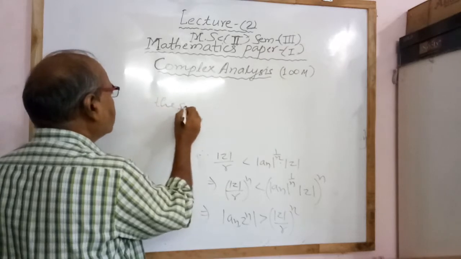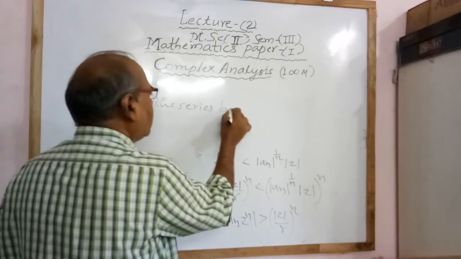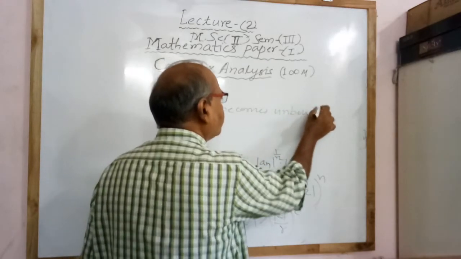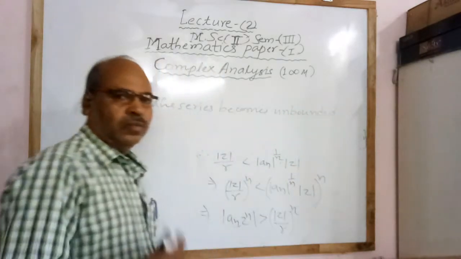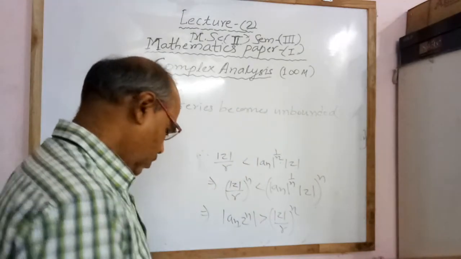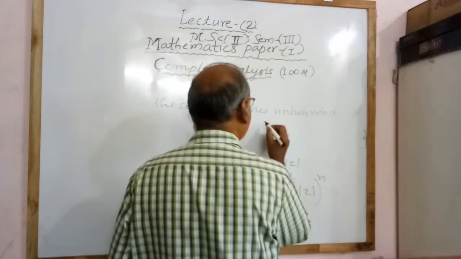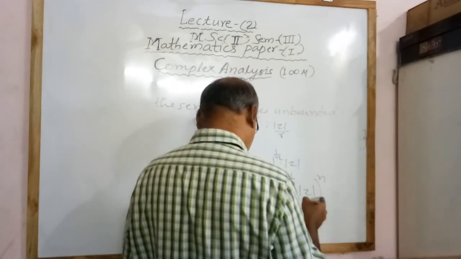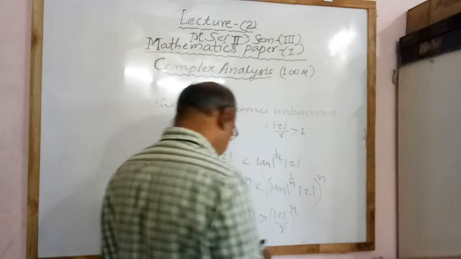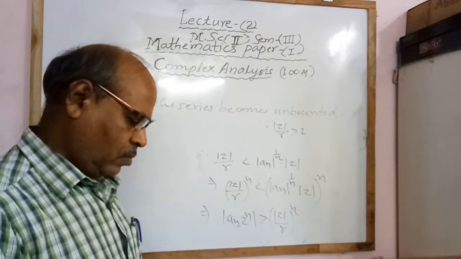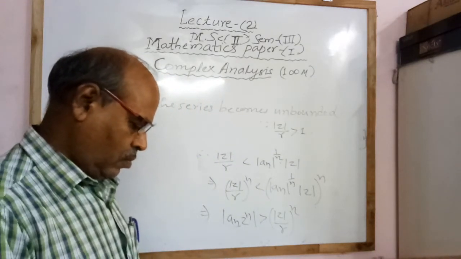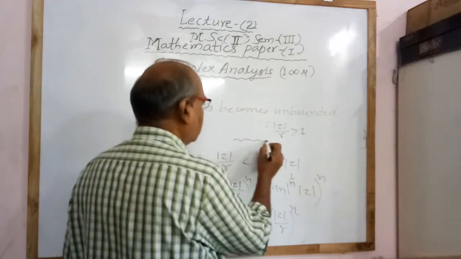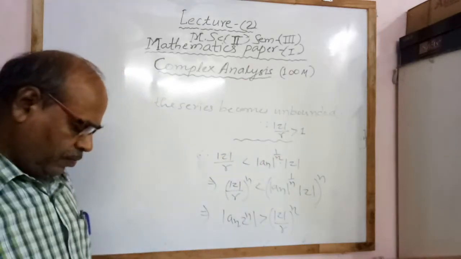Therefore, the series becomes unbounded. Series becomes unbounded since mod of z by r is greater than 1. Now in this, the theorem is completely proved.